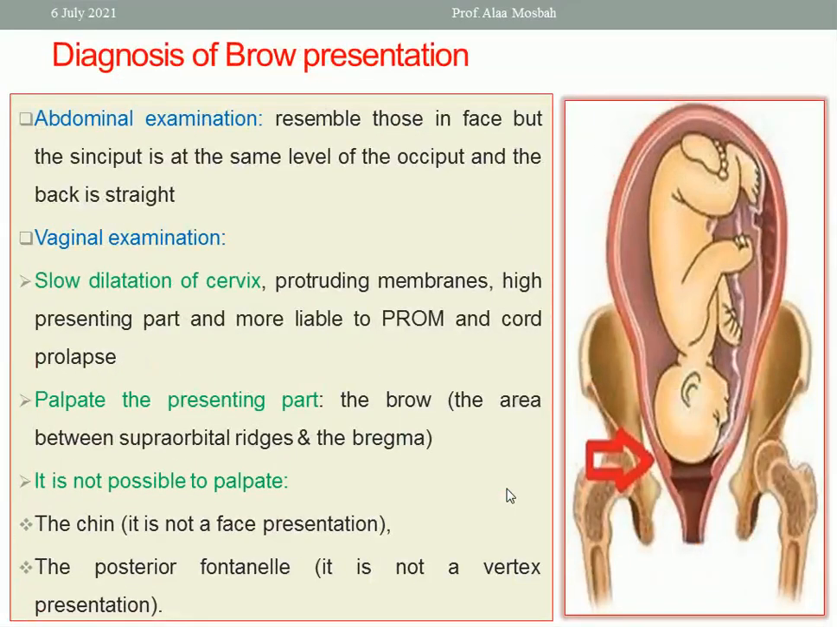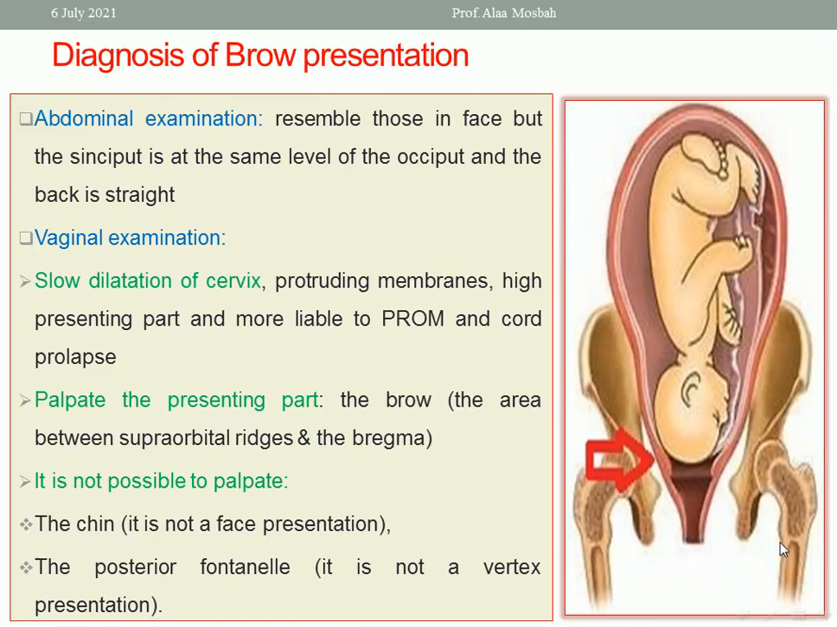This is the idea. How to diagnose? Abdominal examination resembles that with face, but here, during the second pelvic grip, you will feel that the sinciput and the occiput are at the same level because it is midway between flexion and extension. This is brow, so they will be at the same level.